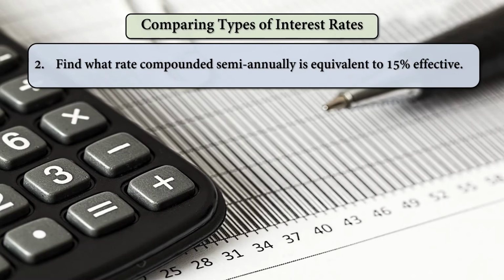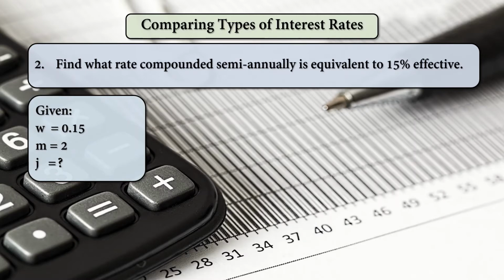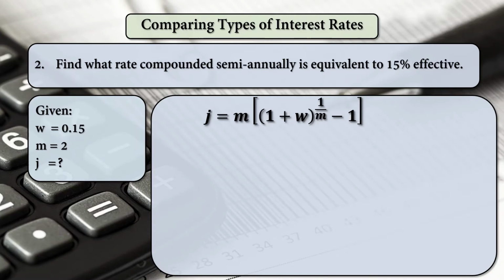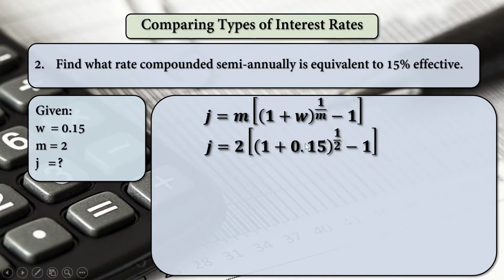Second example, find what rate compounded semi-annually is equivalent to 15% effective. The given is the effective interest rate W, which is 0.15, and our M is equal to 2. So we have to find the nominal rate J. Using the formula, M times the quantity (1 plus W) raised to the exponent of 1 over M, minus 1. Substitute. M is 2, W is 0.15, and the exponent is 1/2.